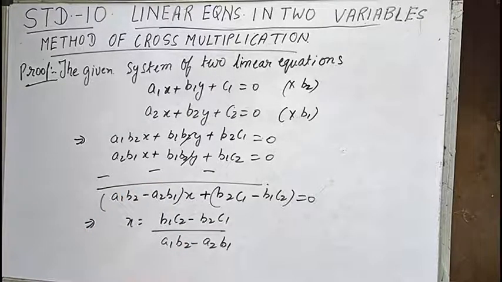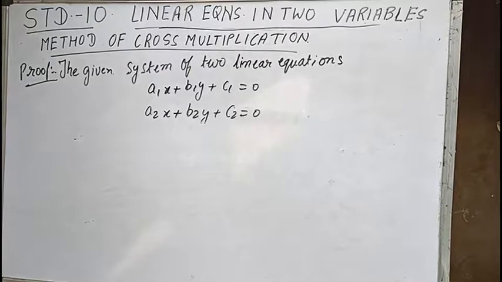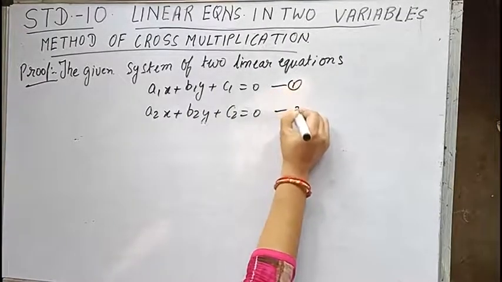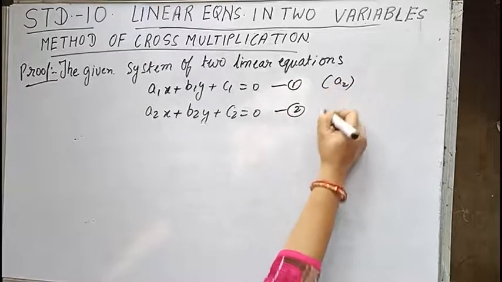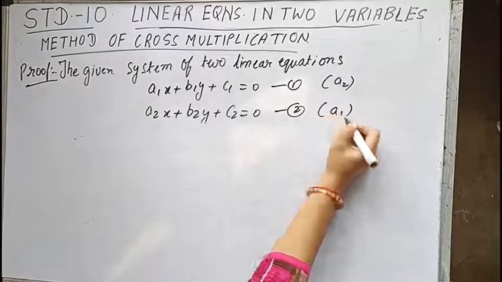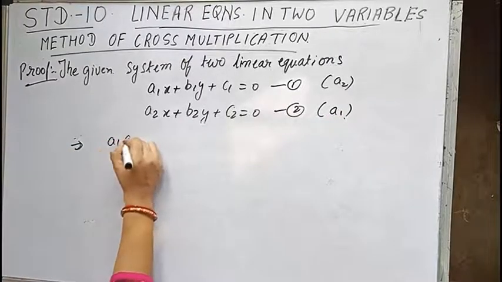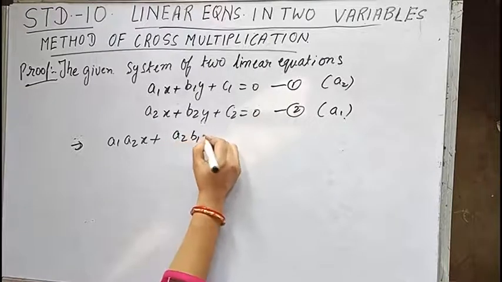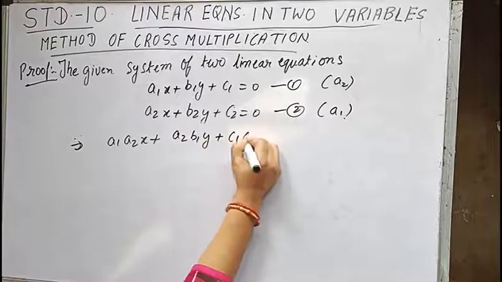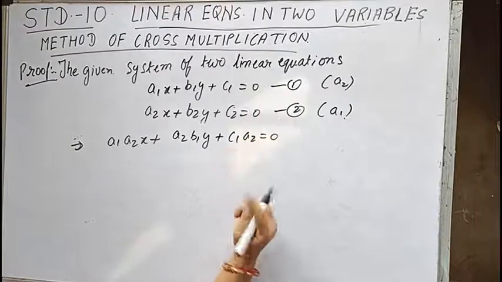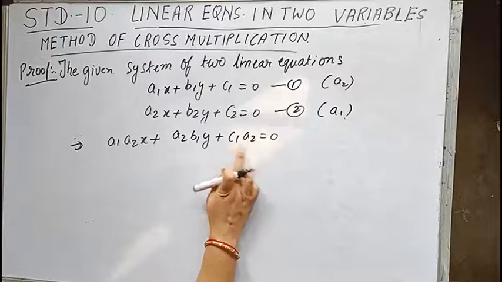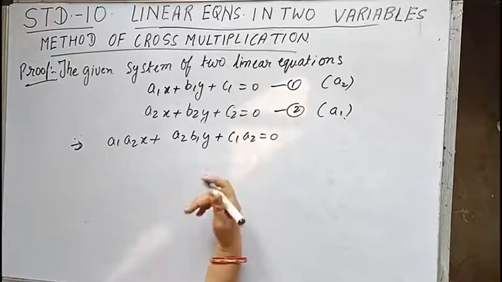Similarly, let us get the value of y. For y, let us multiply equation number 1 by a2 and equation number 2 by a1. This implies a1 a2 x plus a2 b1 y plus c1 a2 equals 0. Children, keep in mind ab bc ca. Over here I could have written a2 c1, but I have written c1 a2. So make a habit of writing in that pattern.